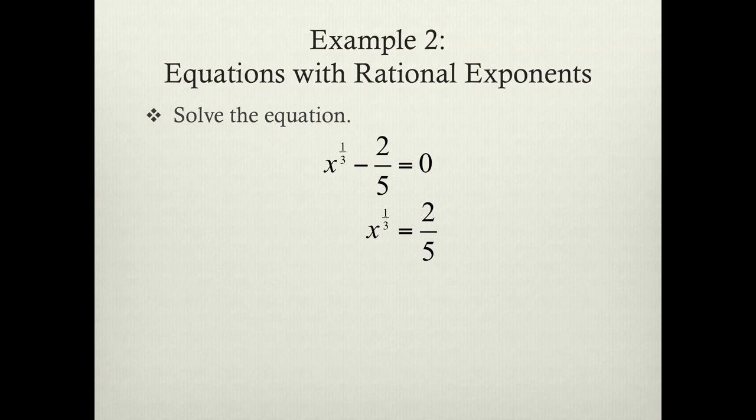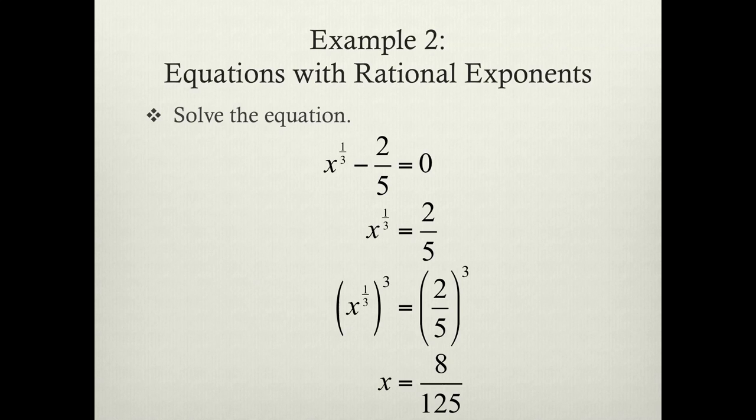Because remember, if we are taking x to the 1/3 power, that means the same as taking the cube root of x. And so it makes sense that we should be cubing both sides as the way to get rid of the exponent on the left side. So taking the 1/3 times the 3 on the left will leave us with just x. And then taking the 2 and cubing it will give us 8. Taking the 5 and cubing it will give us 125. And so we end up with x equal to 8 over 125.